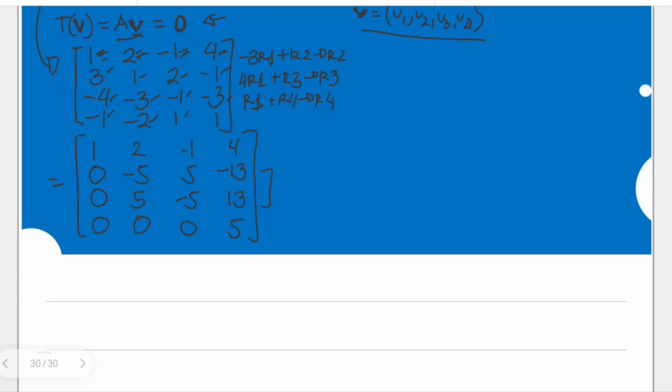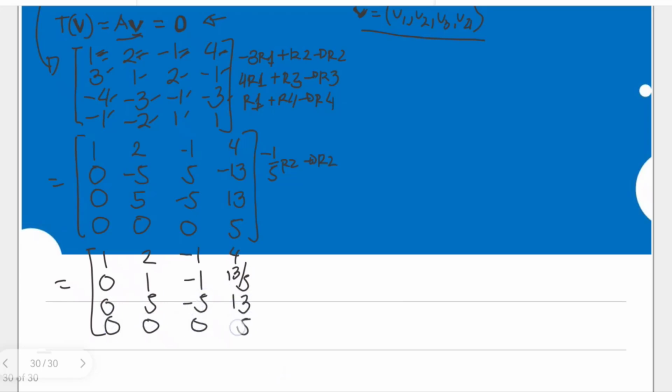What does this mean? In the previous understanding, if we have rows which are multiples of the other, one of which is a row of 0 when continued, and we'll have this. Okay, let's try to make this first leading one. So negative 1/5 of row 2 for your row 2: 1, 2, negative 1, 4, 0. This is positive 1. This is negative 1. This is positive 13 fifths. 0, 5, negative 5, and positive 13. 0, 0, 0, 5 here still.